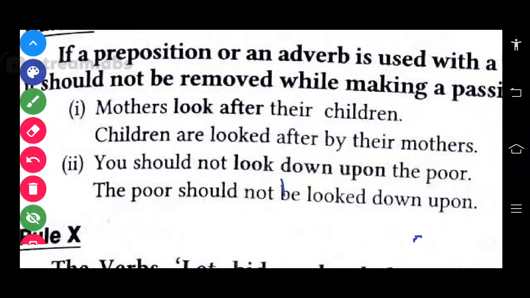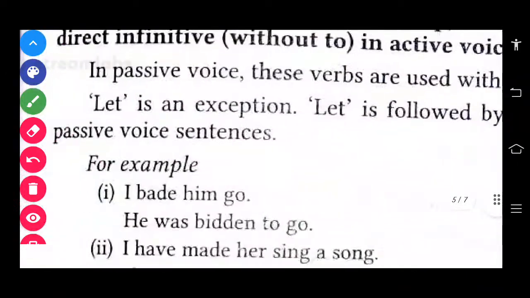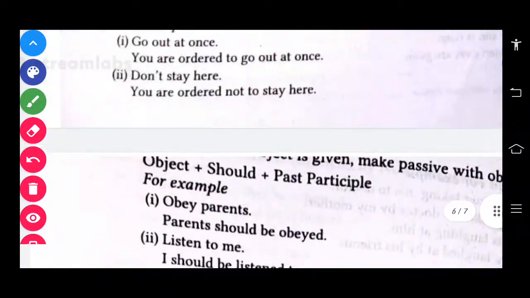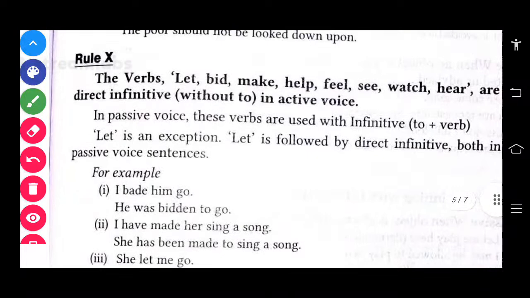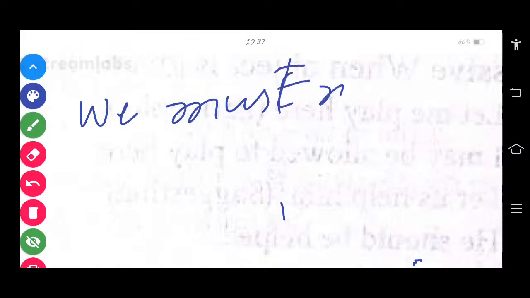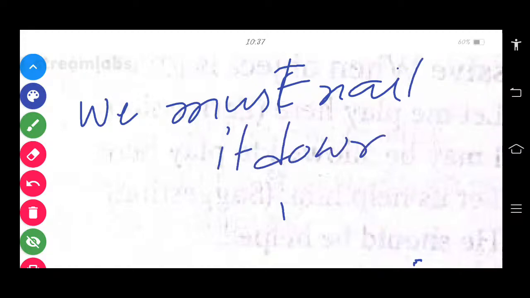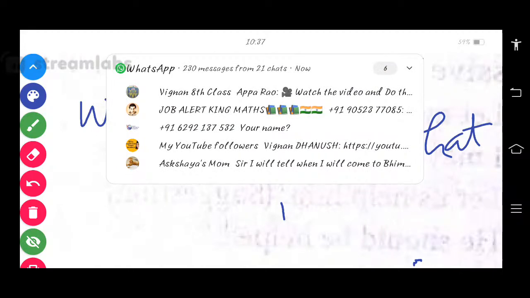Okay, shall I give you one more example? I'll give you one example, so try to answer this. We must nail it down. Nail it down. We must nail it down, or we must nail it down that. Directly we can write it.